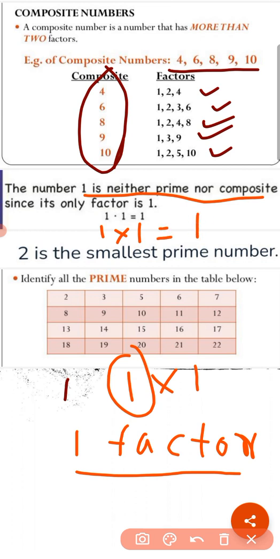Okay, children. Next, 2 is the smallest prime number, because 2 has 2 factors, 1 and 2. It is also an even prime number. All other prime numbers are odd. Clear?